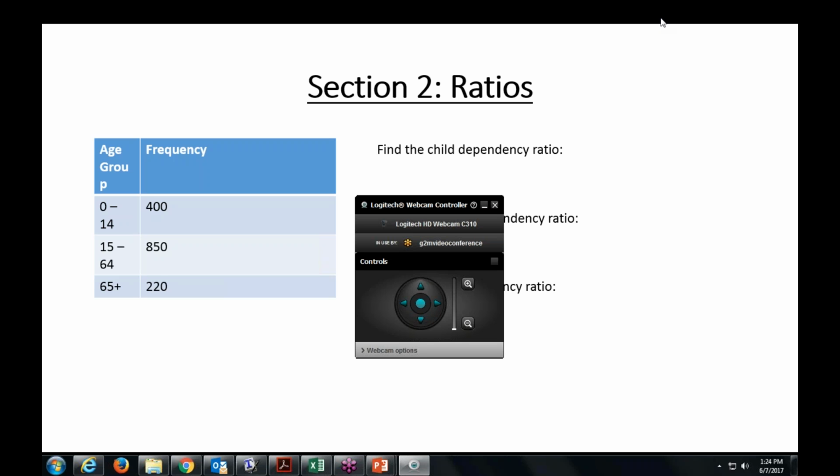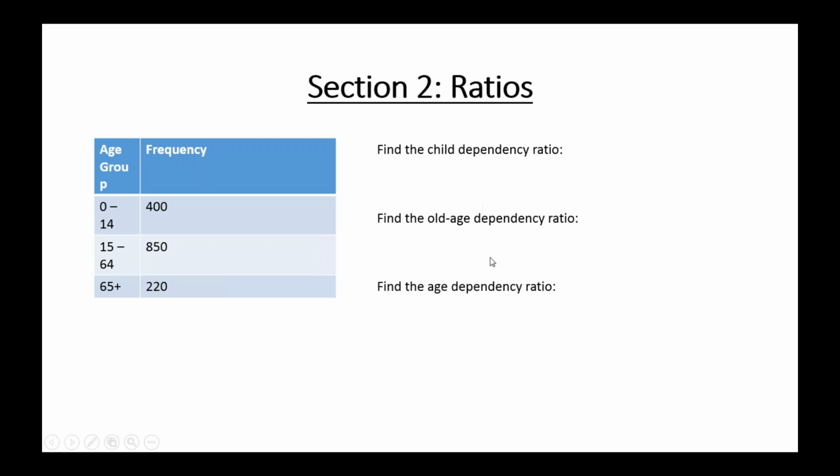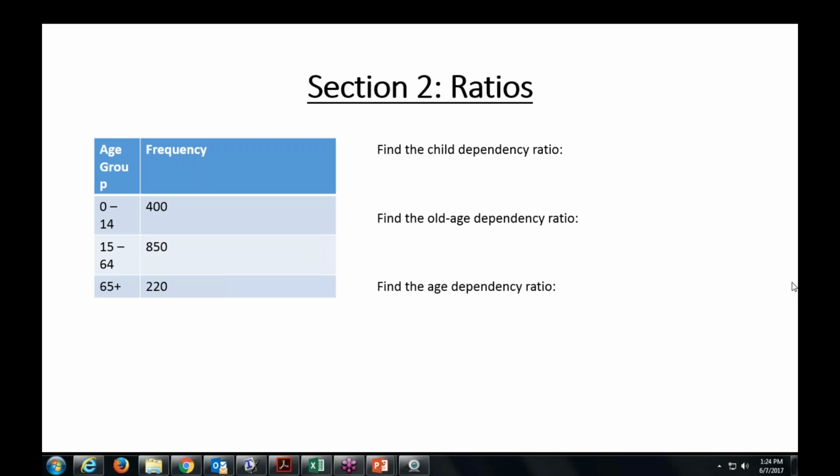Okay. Also, the back of the packet has 080 material, and that material is extra. So if you want more work on age dependency ratios, there are additional exercises in that 080 portion so that you can do that. And yes, if you have not received that, it should have come via mail.